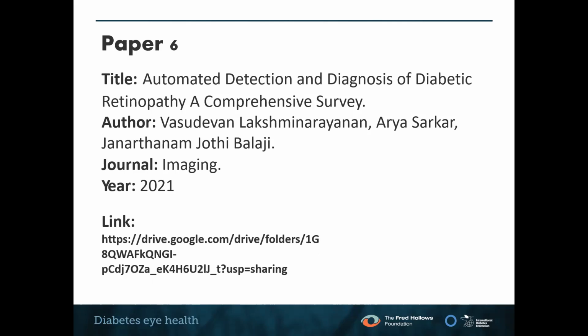Coming to paper 6, the title of the paper is Automated Detection and Diagnosis of Diabetic Retinopathy: A Comprehensive Survey. The authors are Vasudevan Lakshmi Narayan, Arya Sarkar, and Janathanam Jyoti Balaji. The journal is Imaging, year 2021.